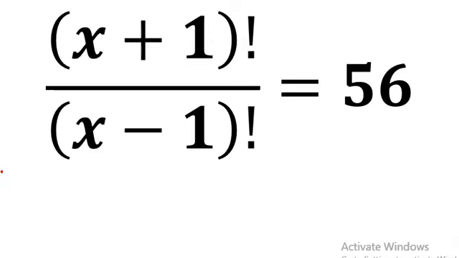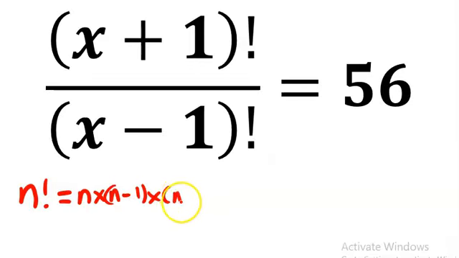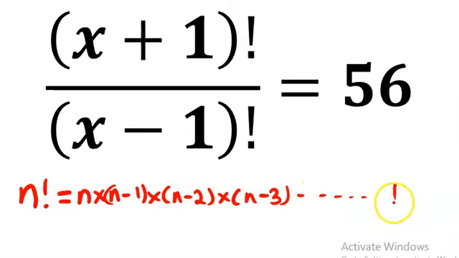So let's begin with the definition of a factorial. If you have n factorial, this is the same as n times (n - 1) times (n - 2) times (n - 3) up to 1, where n is a positive integer. If you have a number, then its factorial is the product you get when you reduce the number down to 1.